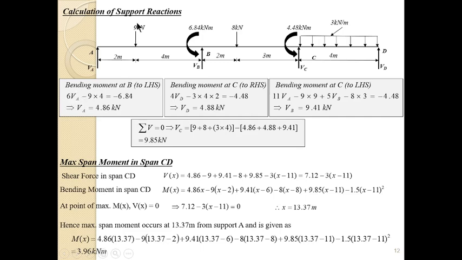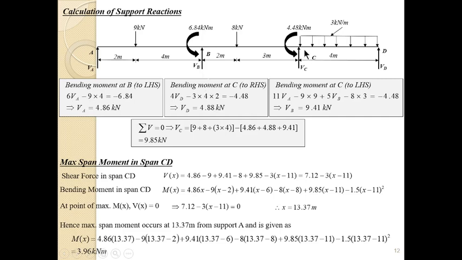This load is going to give us an anti-clockwise moment, which makes it negative. The perpendicular distance is 4 from B, so we have minus 9 times 4. There is no other force except VB. This VB, if you take moment, is going to be 0 because the perpendicular distance is 0. So we equate it to this moment, minus 6.84. We solve for VA. VA gives us this.